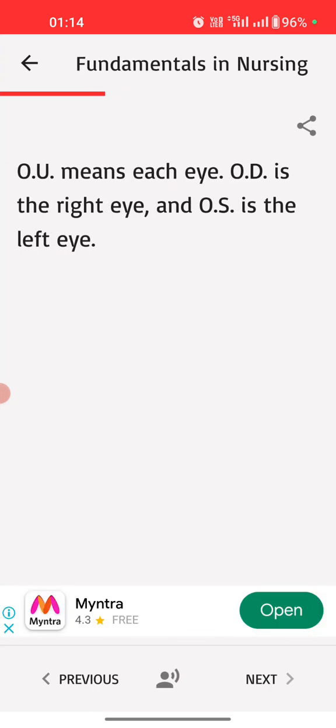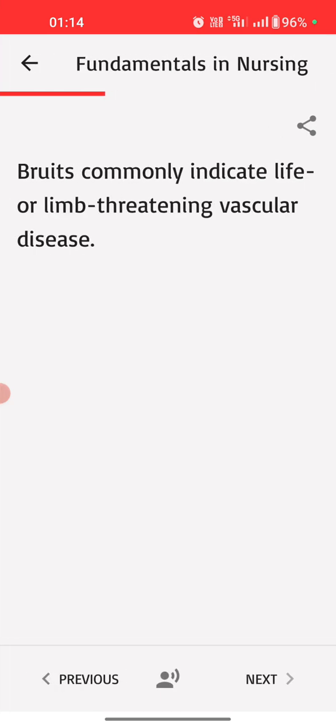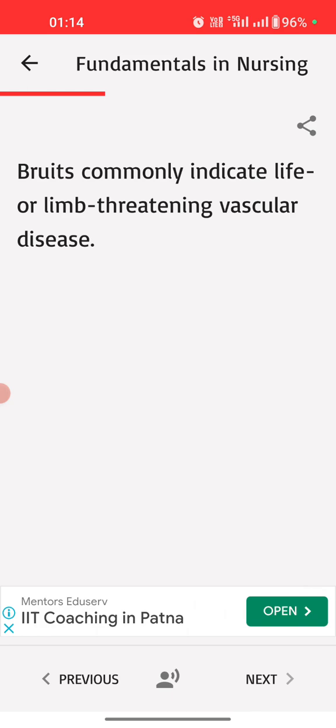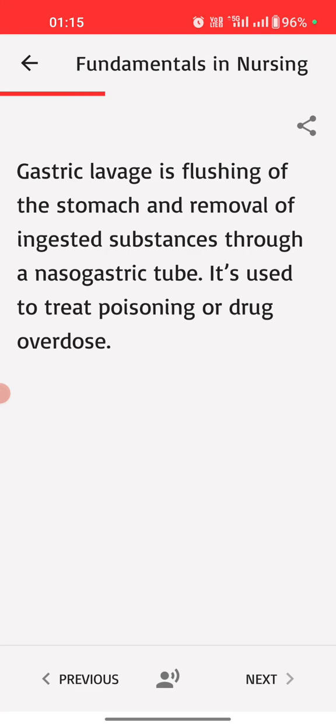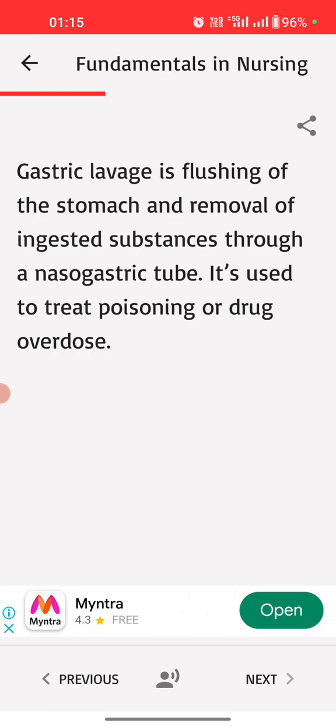OU means each eye. OD is the right eye, and OS is the left eye. Bruits commonly indicate life or limb-threatening vascular disease. During the evaluation step of the nursing process, the nurse assesses the patient's response to therapy. Gastric lavage is flushing of the stomach and removal of ingested substances through a nasogastric tube. It's used to treat poisoning or drug overdose.